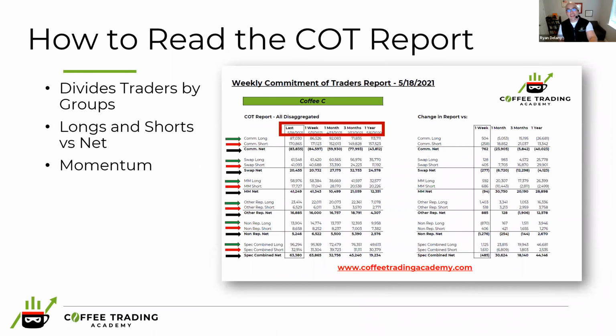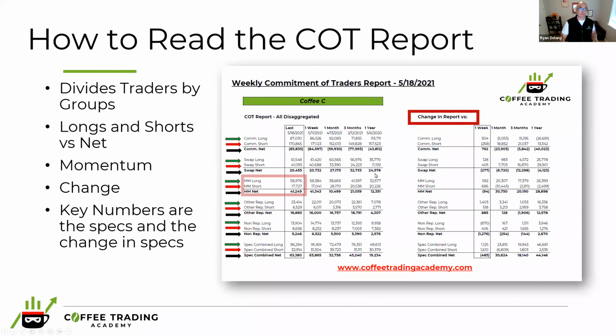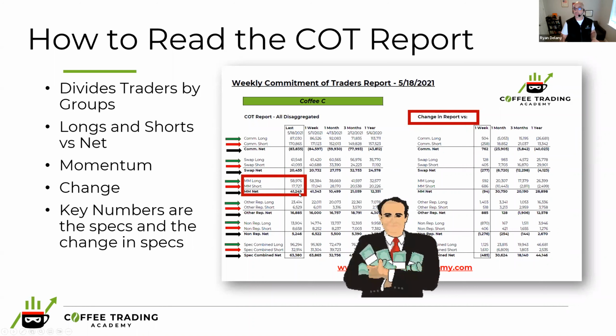Now, the absolute number here is important, but equally important is the momentum. And that's why we have our dates here. We can see not only what the positions are today, but what they were recently. And that is going to help us find the change, and specifically the change in the spec position, okay?